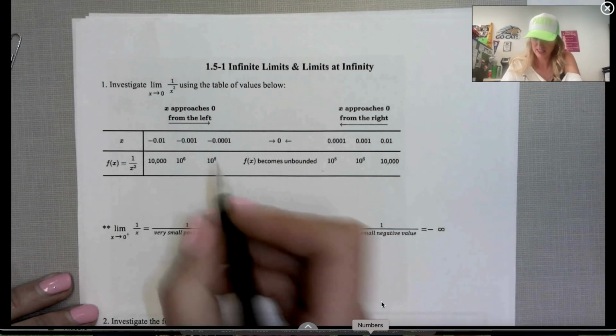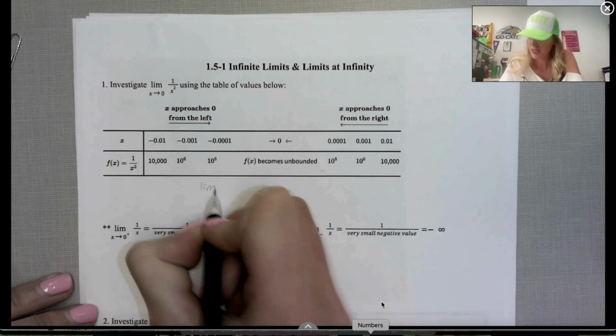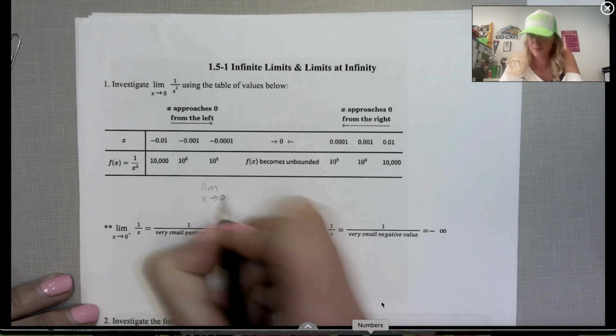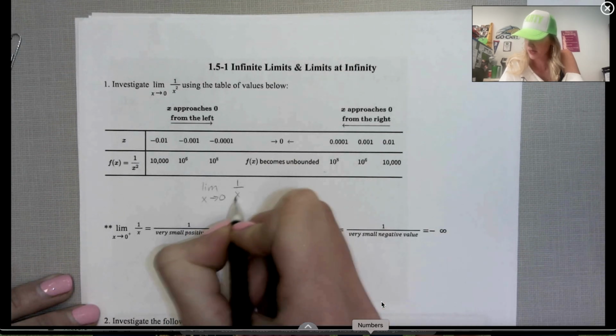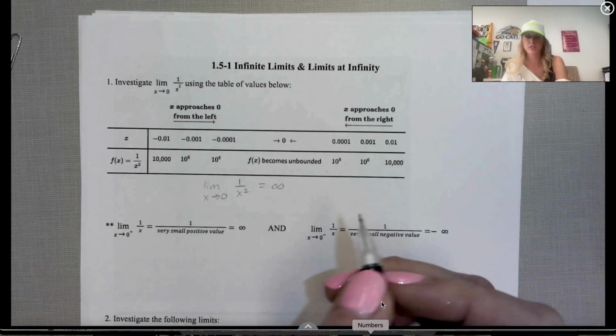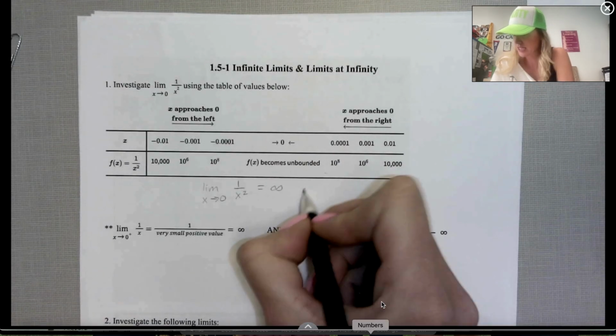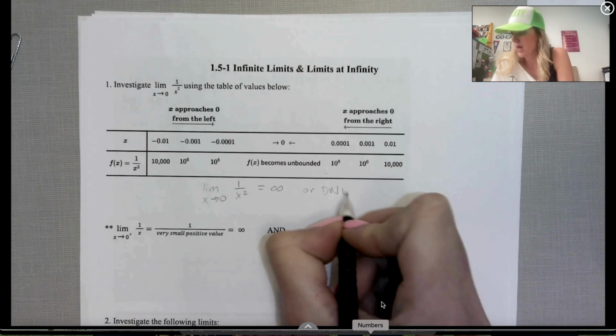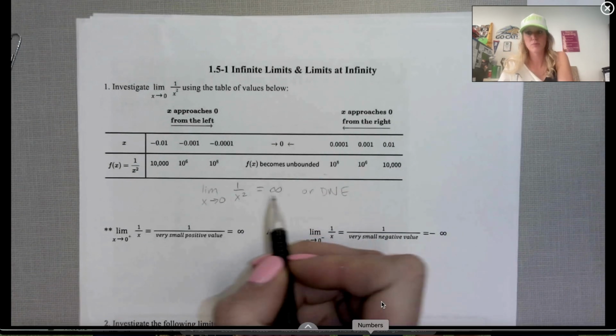Another way to say this is the limit as x approaches 0 of 1 over x squared, we can actually say that it equals infinity. This is proper notation. We can also say it does not exist. I personally like to do this more. It's a little bit more descriptive.